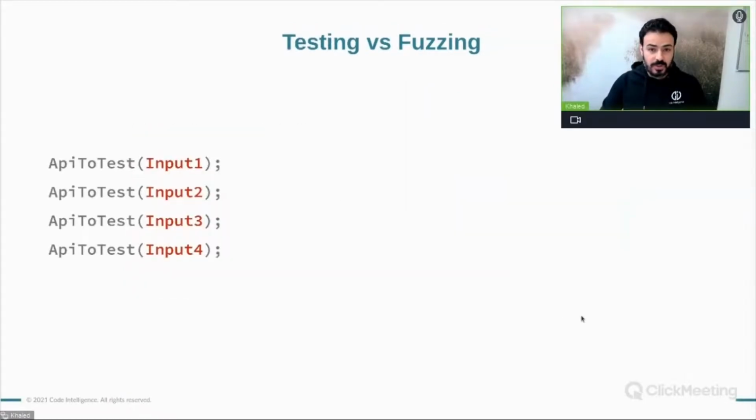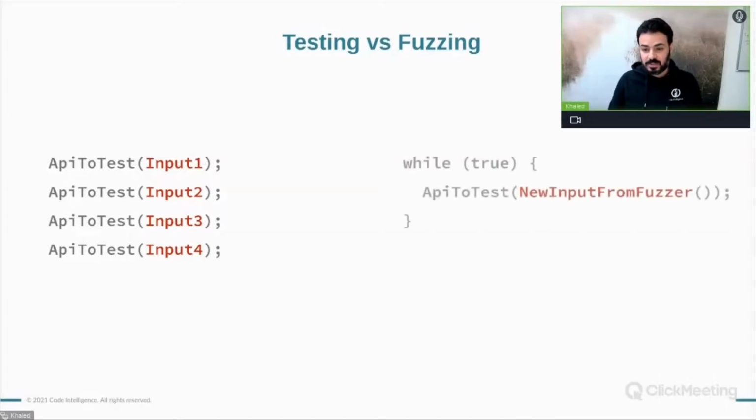So from a developer point of view, you can think of an analogy between unit testing and fuzzing. When we write unit tests, we basically execute or call the API that we'd like to test with a specific set of inputs, and then we check some conditions that need to be satisfied. And with this, we can test different variants of what can happen with the API.